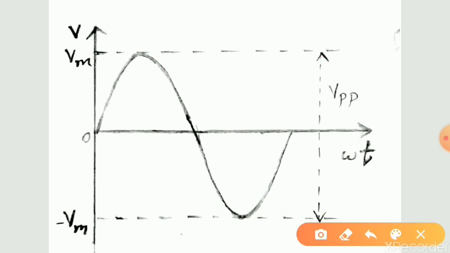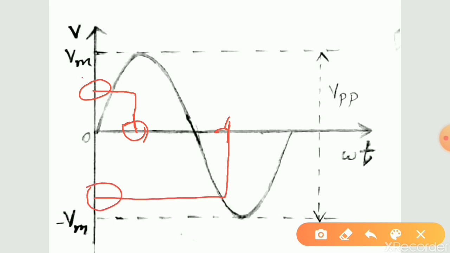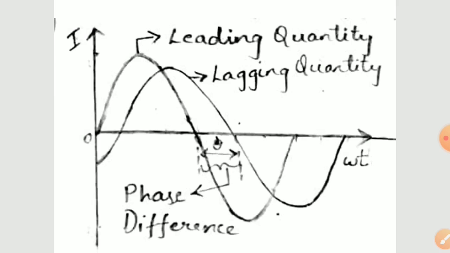Instantaneous value is the magnitude of a waveform at any instant of time. At this particular instant of time, the magnitude of the waveform will be at this point. At this particular time, the magnitude of the waveform will be here. Magnitudes or instantaneous values are represented by small i or small v according to the alternating quantity for which the graph is plotted. The next terminology is phase.